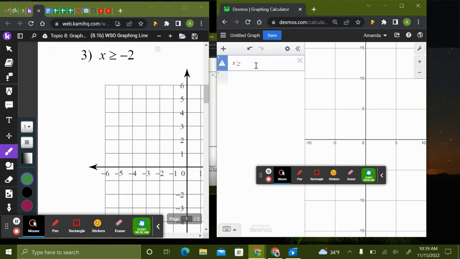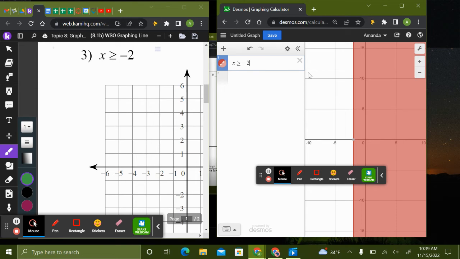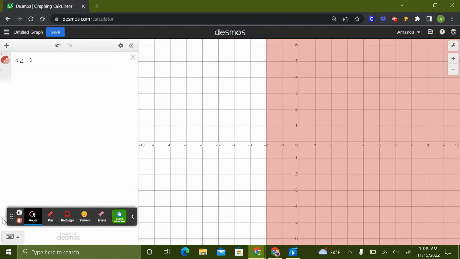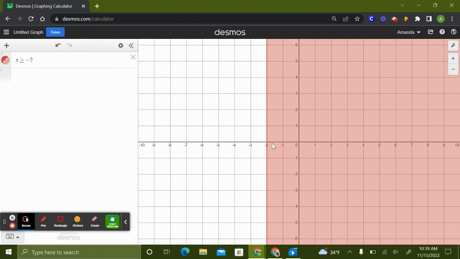And then it's going to be -2. Look what happened. It graphed our line for us. So you can also use Desmos and it's going to graph everything for you. You just have to put it on your graph accurately. So you'd have to make this solid line at x equals -2 and do the shading to the right in order to get your credit for this work.